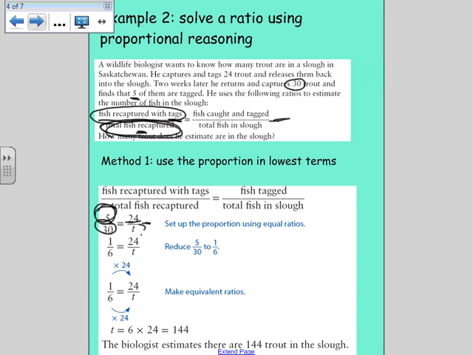So we're going to use the proportional reasoning the very first time. So get it down. 5 over 30 equals 1 over 6. So we show that right here. If 1 over 6 equals 24 over t, then how do you get 1 to 24? You times it by 24. So the bottom you have to times by 24 as well, because whatever you do to the bottom, you do to the top. So 6 times 24 is equal to 144. So the estimate is that there are 144 trout in the slough.